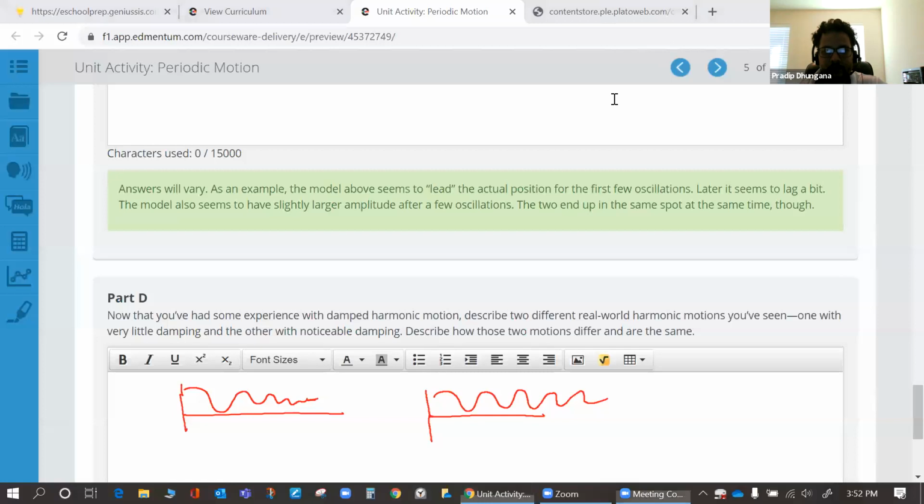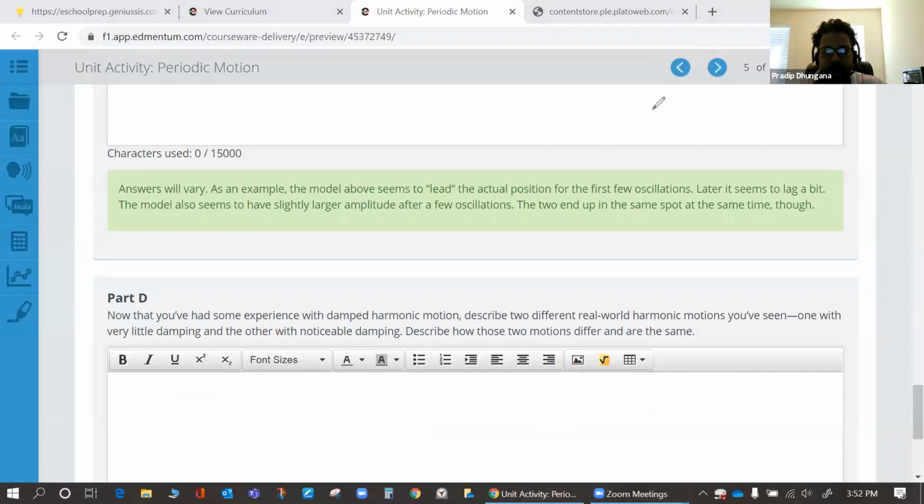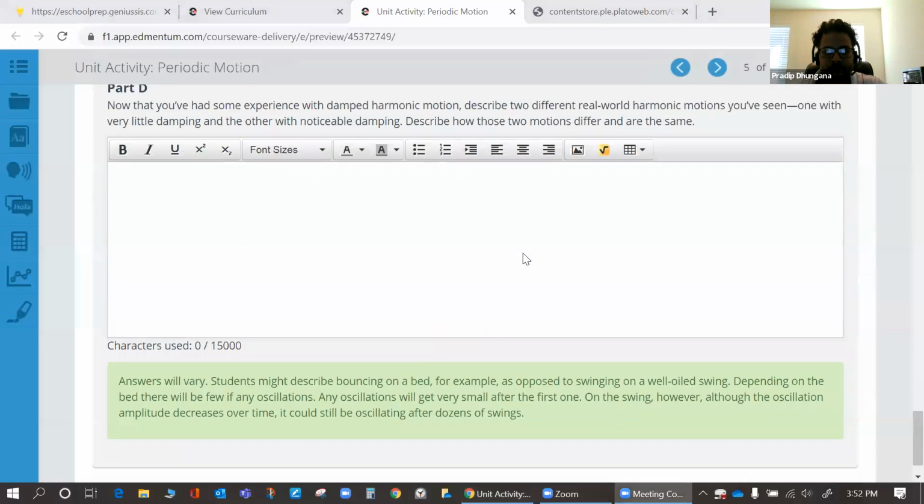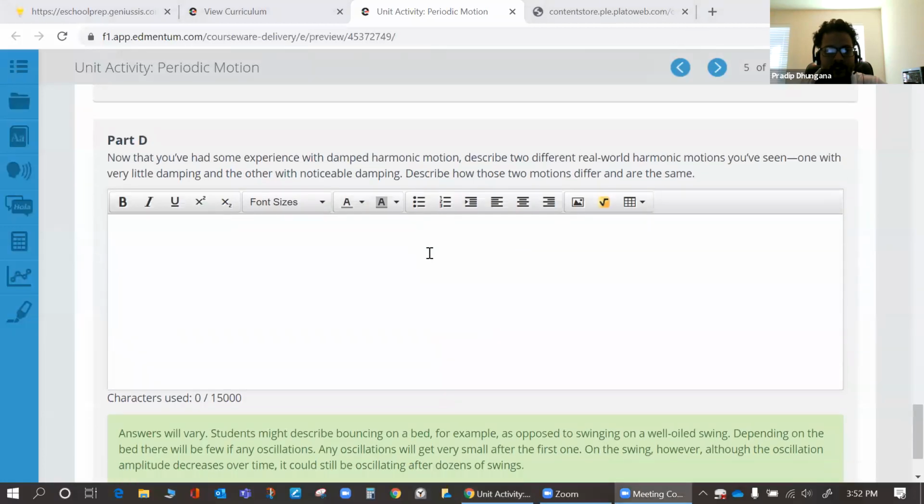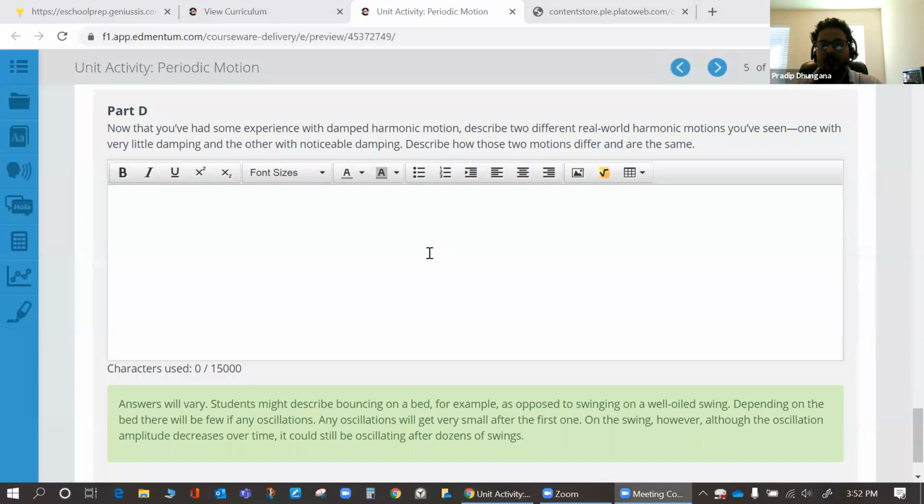At first, let's start with noticeable damped harmonic motion. Let us suppose you jump on a trampoline. In the beginning the amplitude is large, up and down like that, and then gradually its amplitude decreases. That kind of motion is damped harmonic motion. So you can think about jumping on a trampoline.